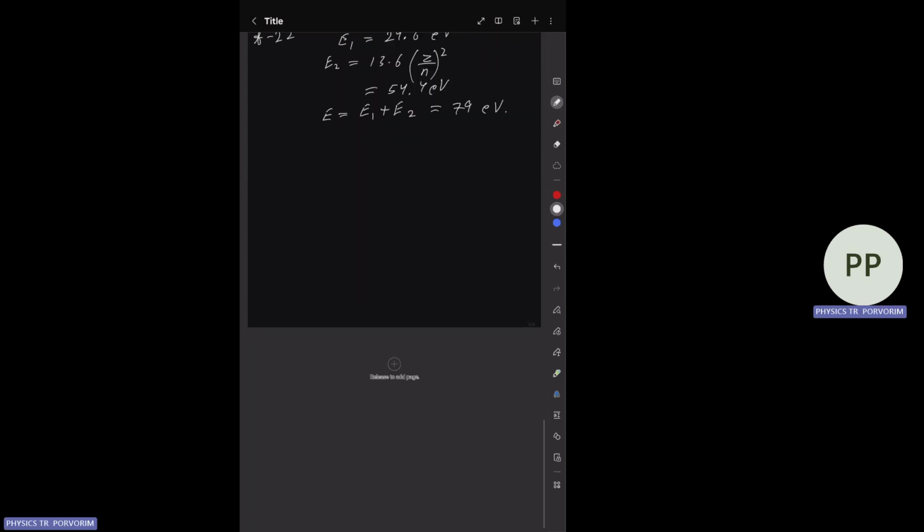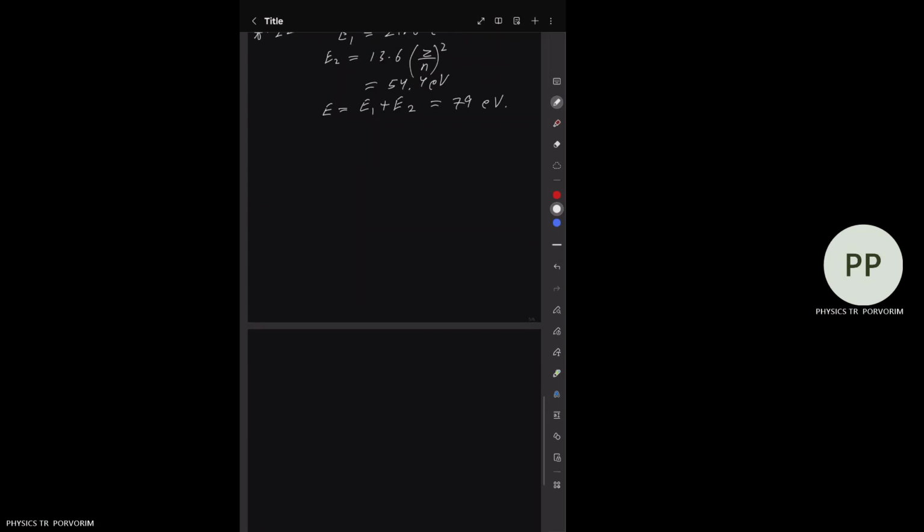Now the next question, 23. The ratio of minimum to maximum wavelength of radiation emitted by electron in ground state of Bohr's hydrogen atom is 3 by x. Okay. Now for the value of x.